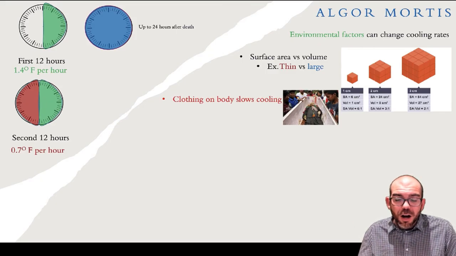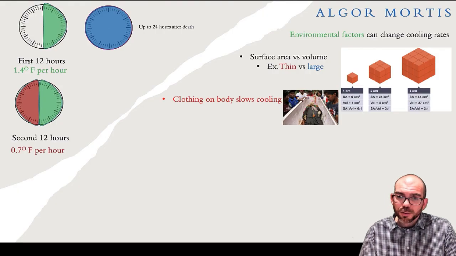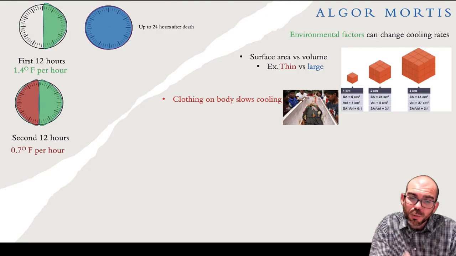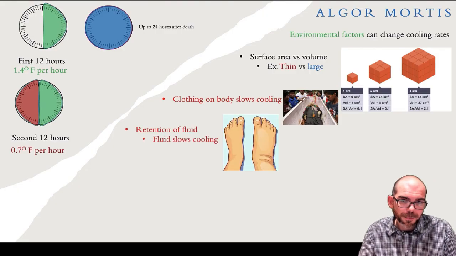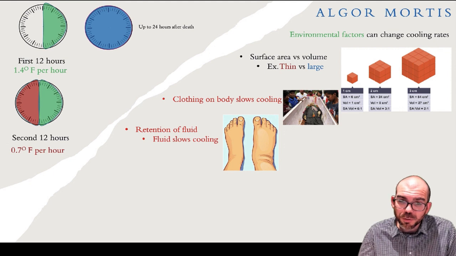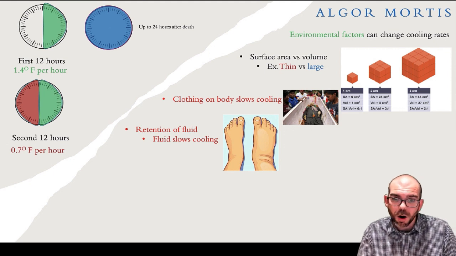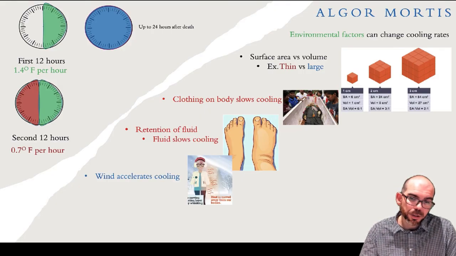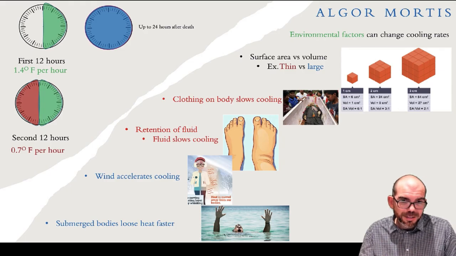Clothing on the body can also slow down cooling. The function of our clothing is to keep us warm. It does that by trapping in our body heat. If an individual dies with significant clothing on, that's going to slow down the rate at which they lose their body temp. Also, the retention of fluid. If an individual is retaining a lot of water, that fluid is going to slow down the cooling process after they die. Wind can also accelerate cooling by propelling that heat further away from the body. And submerged bodies lose heat faster because that heat's able to go out into the water.